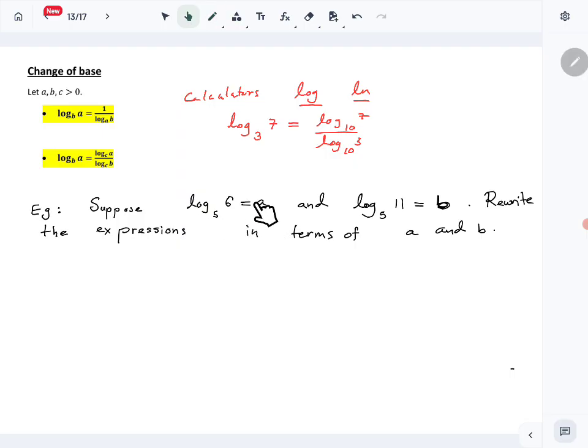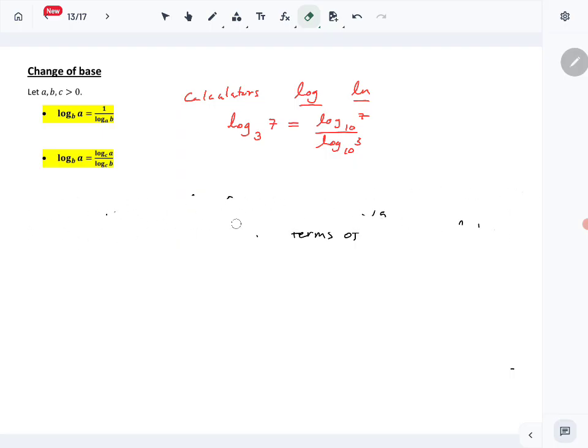Right, now let's do some problems using this. So log base 5 of 6 is equal to a and log base 5 of 11 is equal to b. Rewrite the expressions. Wait, wait, this question is incomplete, so just ignore that one. We'll move on to the next exercise.